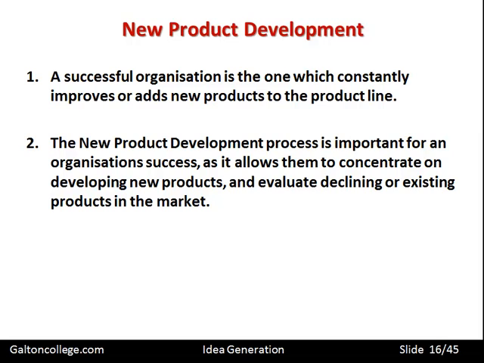The new product development process is important for an organization to succeed. It allows them to concentrate on developing new products and evaluate declining or existing products in the market. So there's a need on the part of business to look at their existing product range to see if the products can be tweaked, if they can be innovated, if they can be modified to bring them up to date, to give them a new lease of life. But also to look at the technology of the business, the expertise of the business, the core competencies of the business, to see if a new product can be developed and introduced.